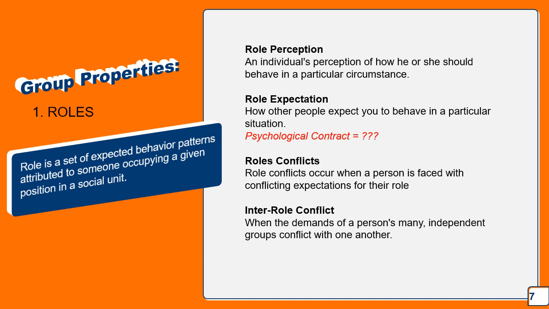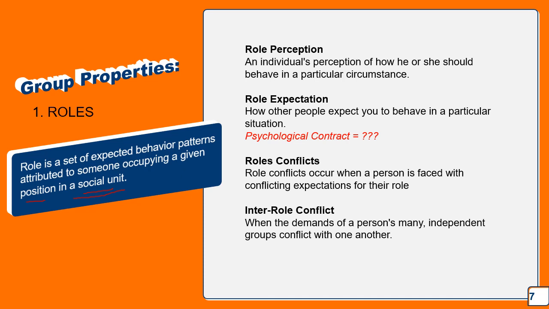Okay, the first group property is roles. Let's see the definition of role. Role is a set of expected behavior patterns attributed to someone occupying a given position in a social unit. Someone who is given a position in a social unit means that when they are working together, socializing, interacting and communicating. So when they are in a social unit, that is the meaning. They are communicating, interacting, having relationships together. So that refers to a social unit.